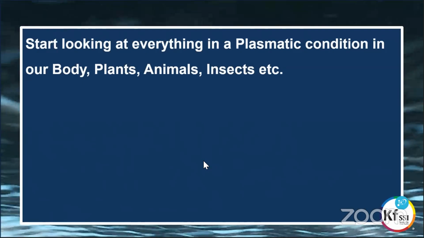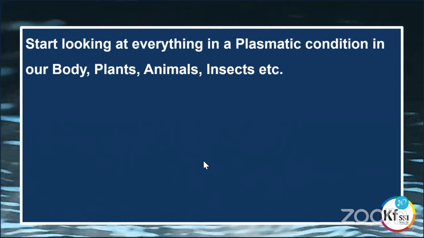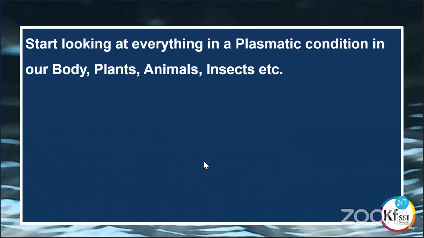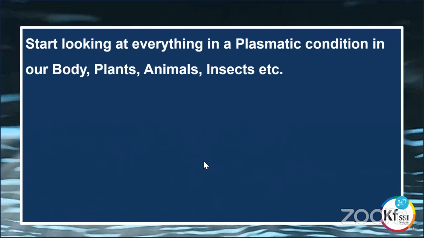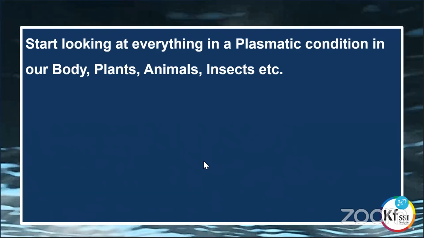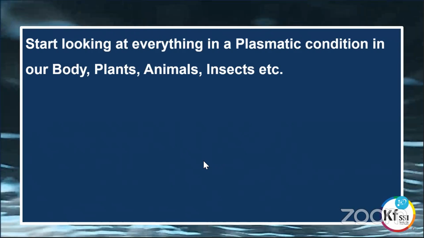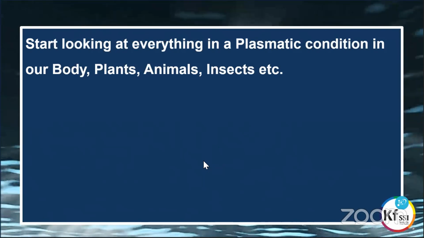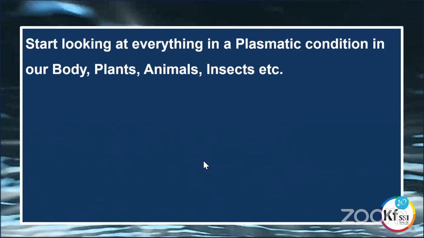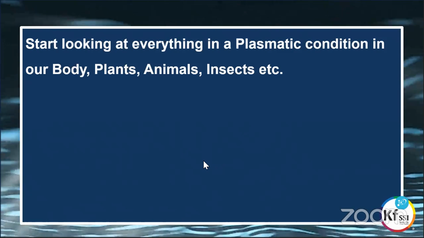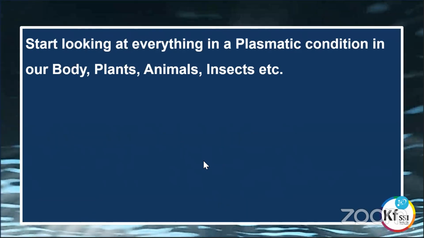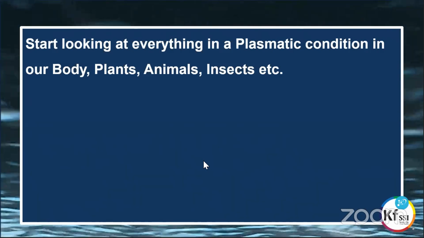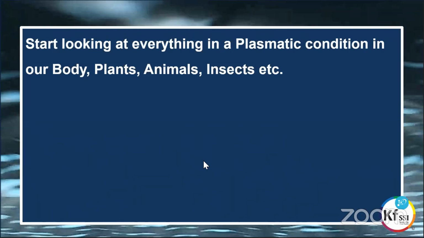So what we have to do is, I just thought I'd bring that in today as a little bit of a taster, because we have to start looking at everything in a plasmatic condition, in the body, the plants, the animals, and insects. Not anymore in a physical state on what we've understood as we've been taught as chemistry, as single bonds, double bonds. It all comes down to plasmatic conditions where we have the interaction of fields between the different plasmas.